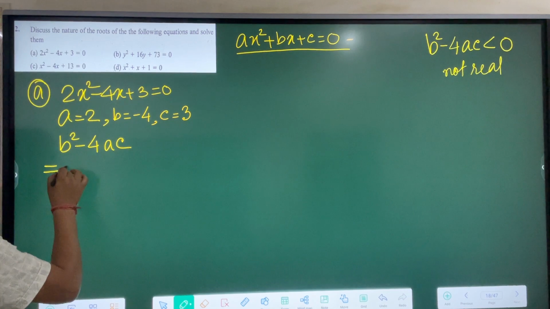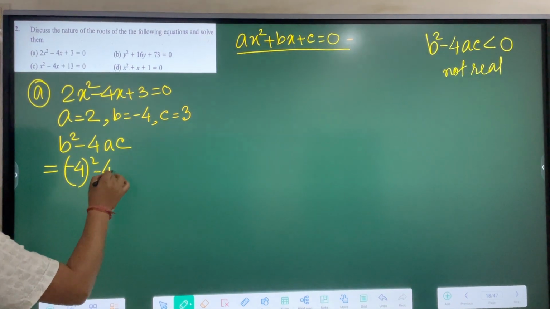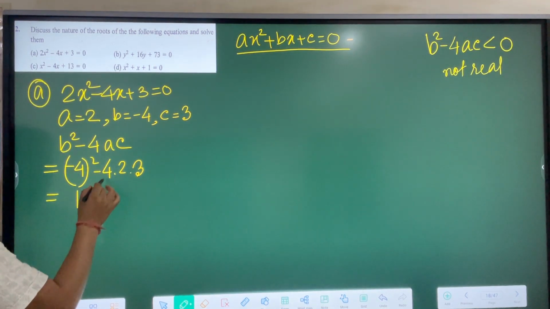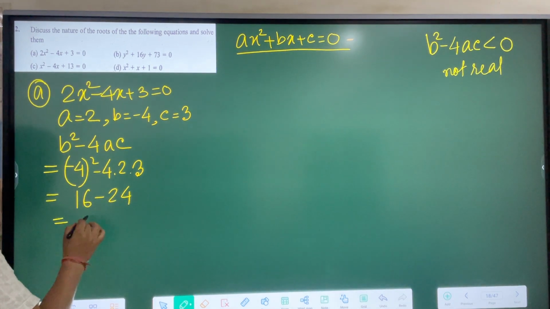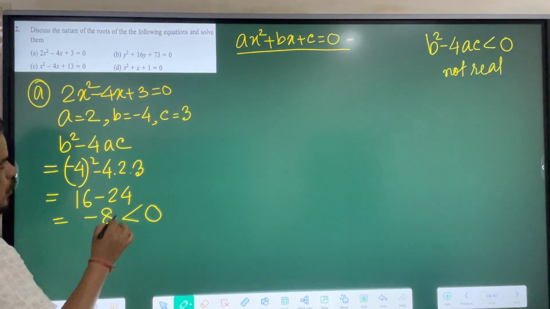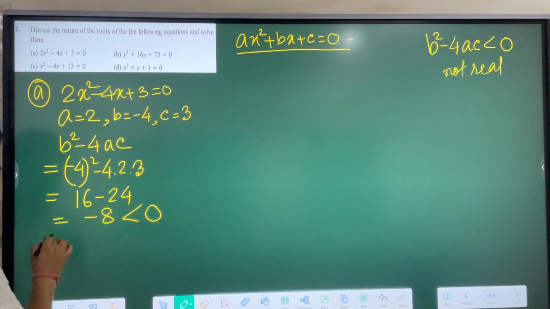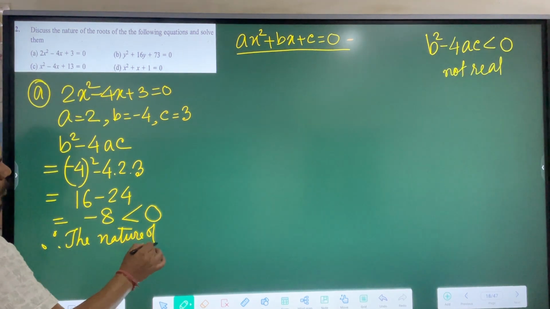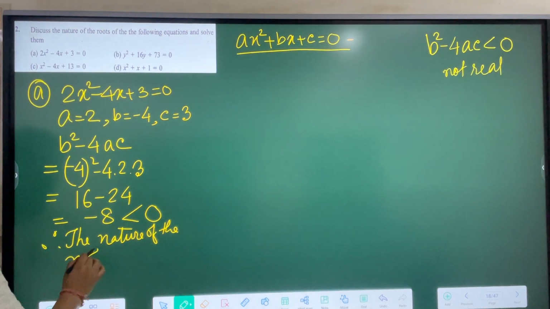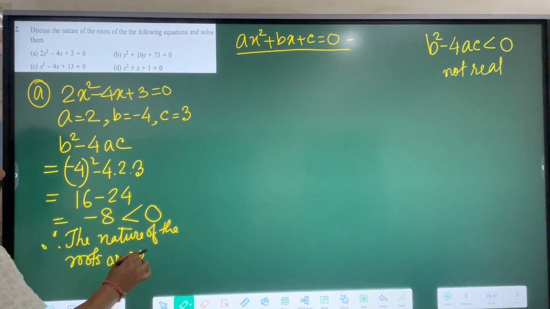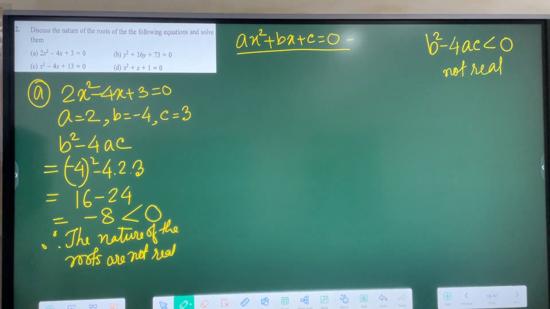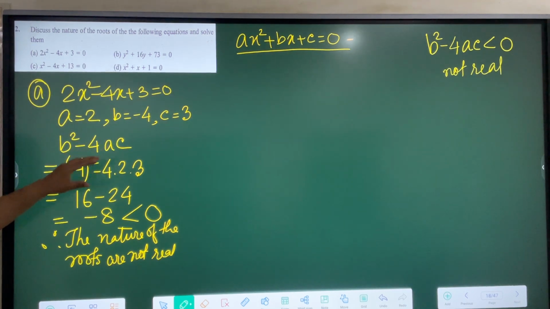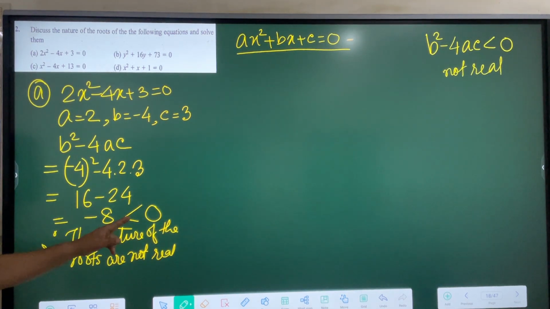So what is b? Minus 4. So minus 4 square, 4 into a, which is 2, into c, which is 3. Minus 4 whole square is 16. 4 into 2 is 8, 8 into 3 is 24. So that is minus 8, less than 0. B square minus 4ac is less than 0. Therefore, the nature of the roots is not real. How do we come to know the nature of the roots is not real? Because the calculation of b square minus 4ac is a negative number. Negative number means less than 0.